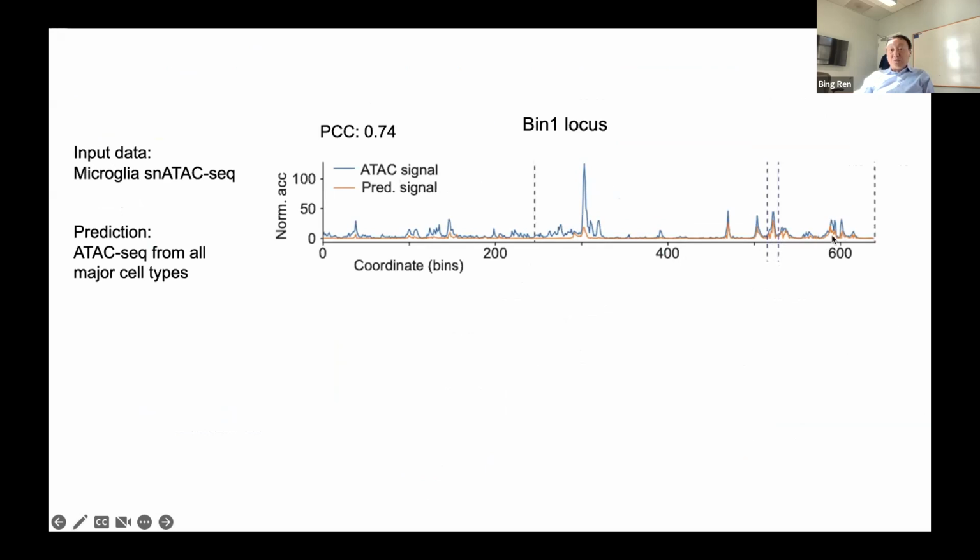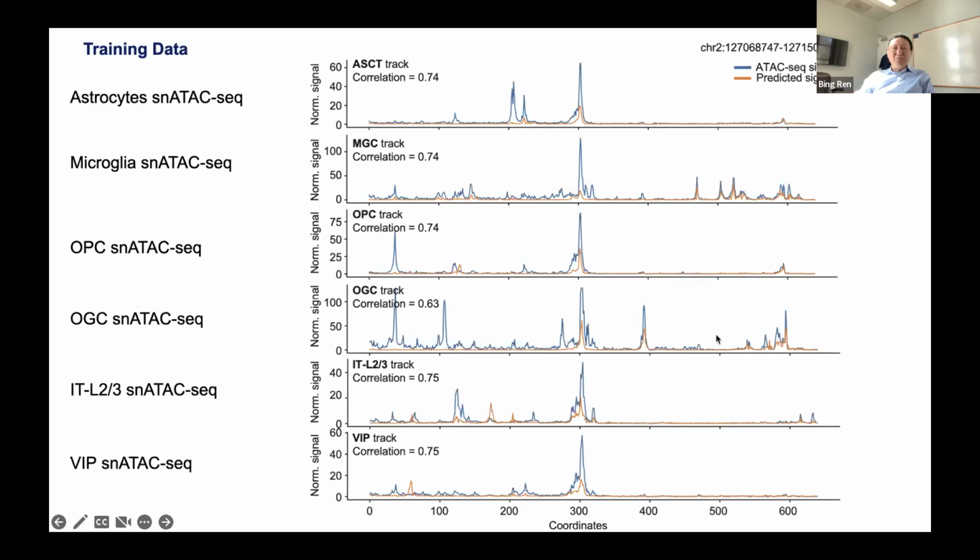The yellow line is what we can predict, and the Pearson correlation coefficient is 0.74, which is not bad. And we can make such models for every major cell type, and for each of them, we can make really good predictors.